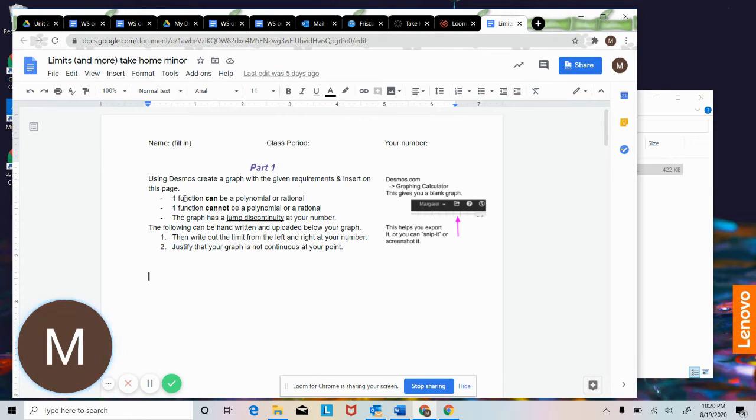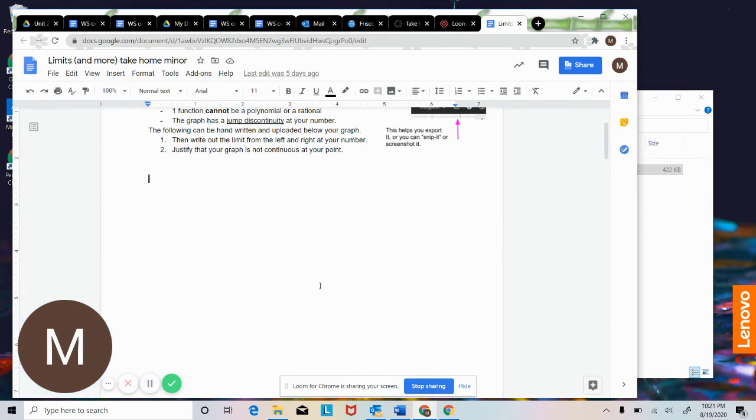So you're going to import a graph here with Desmos, and notice it's going to be a piecewise function that's going to split at your number. So if your number is 100, the first one needs to be a function, then they meet at 100 because that's my special number. The first one can be a polynomial or rational. Rational means it's a fraction with variables in the bottom. And then the second one cannot be. So it needs to be a trig or an exponential or something else. And this specific one needs to have a jump discontinuity at my number of 100.